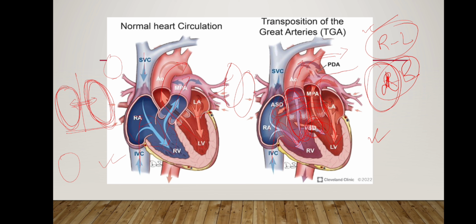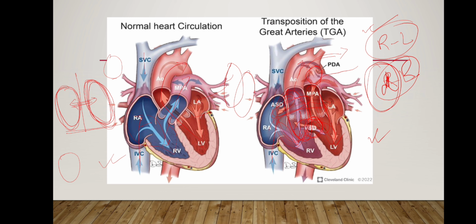So if there is a VSD or ASD or PDA, then there may be mixing of blood. For the survival of the child after birth, there must be either a PFO, ASD, VSD or PDA. So it is a duct dependent circulation for the survival of a child.